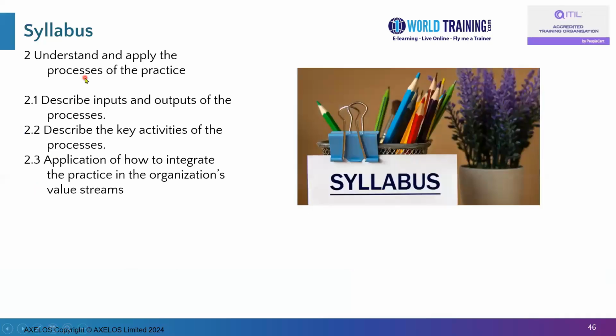In this section, we'll be covering the processes and the value streams for the practice. There are 4 processes, so we'll be looking at the inputs, outputs, and the activities of all the 4 processes, and also the sequence of the activities in these 4 processes. Then we will look into the contribution of the problem management practice into the various value streams of the organization. And also, there is a technique for the value stream analysis. We will be going through that as well.